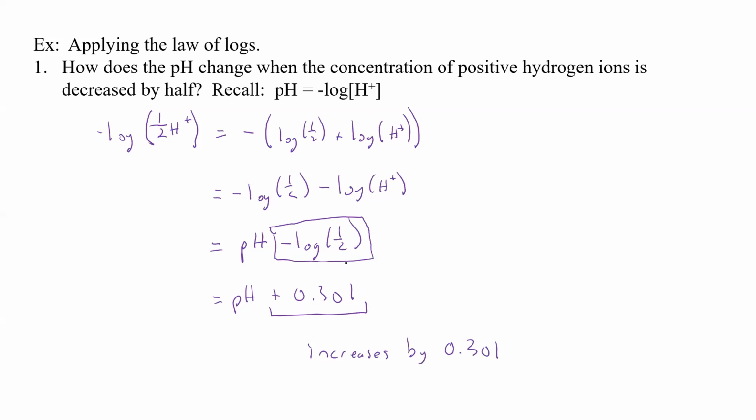So you have to really watch your signs when you're doing this, because a lot of times you're going to get a negative if you just look at the log piece, but we're taking the negative log of 1/2, and so that gives us the positive. So that's what it increases by here. Okay.